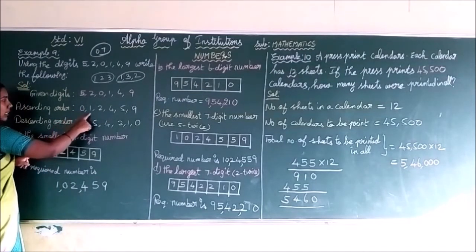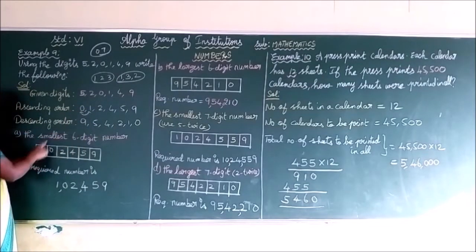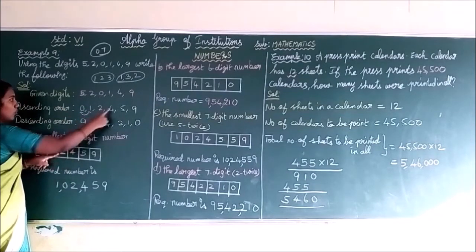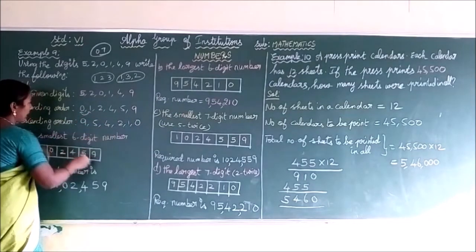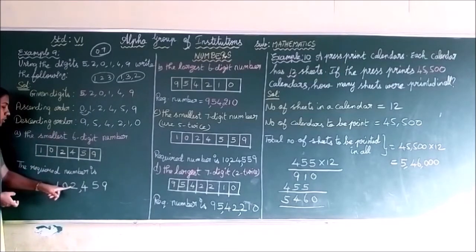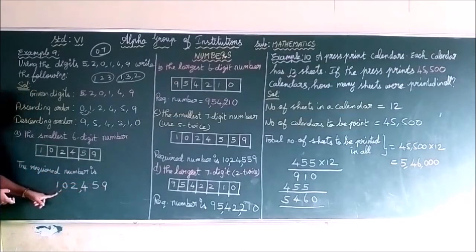That is interchanging the places of these 2 numbers. Thus 1 became first, 0 became second. And write the remaining digits 2, 4, 5, 9 in ascending order. It's clear, children? I hope you understand. Thus the required smallest 6-digit number is 1, 0, 2, 4, 5, 9. After 3 digits and then after 2 digits we are placing the commas.